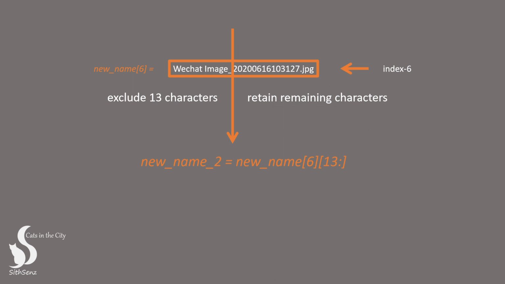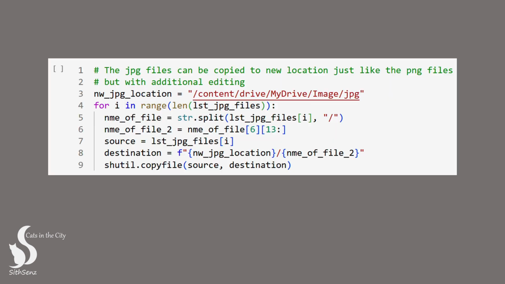Notice that the string has 13 characters, including the underscore. The string slicing method will slice the string name of the JPG files, by excluding the first 13 characters while retaining the remaining characters until the end. As with the PNG files, we'll also use a for loop to tie all this together. The for loop will run a bit longer because there are more JPG files compared to PNG files. But it's still much faster than if you were to do it manually, especially if there are thousands of files.